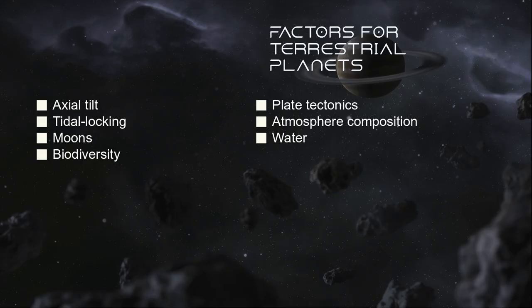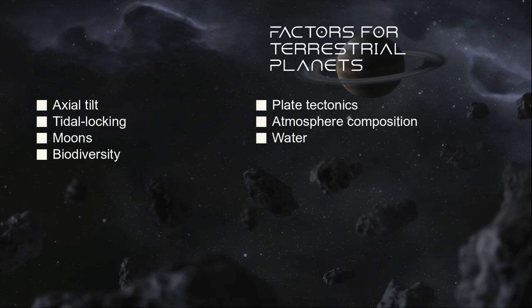Axial tilt has an effect on the distribution of biomes because heat from the sun heats up the oceans and atmosphere, creating differences in pressure and moisture that cause wind, weather, and local climates. Tidal locking plays an equally important role in climates on a planet.